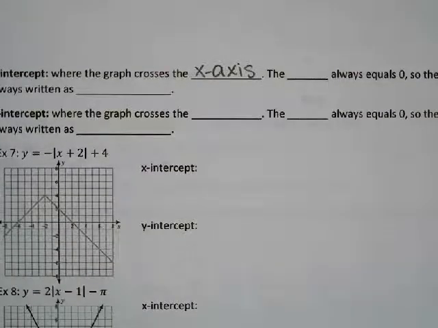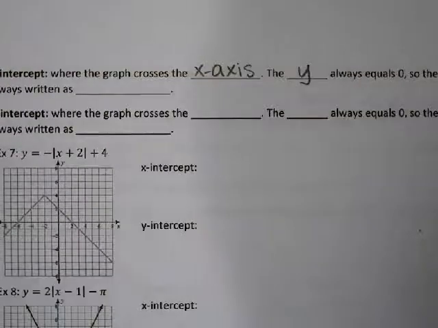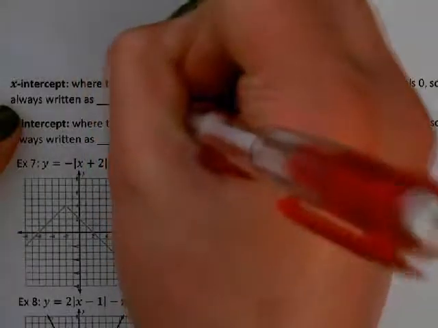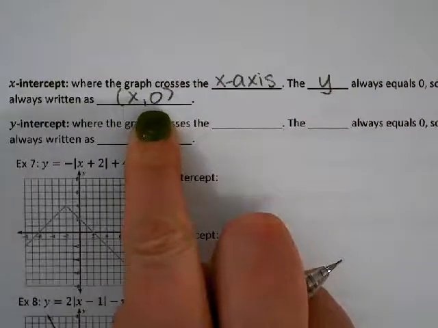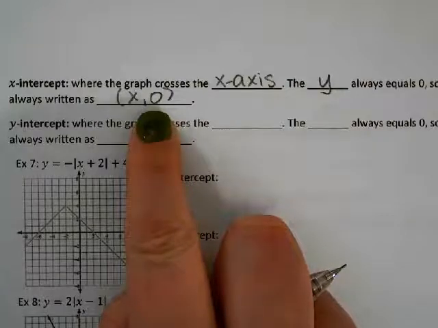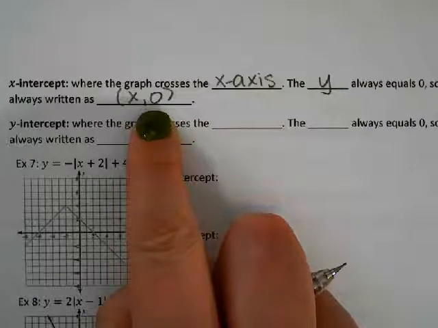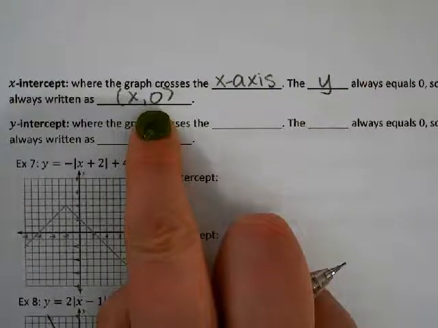And at the X-intercept, the Y coordinate always equals 0. So the point is always written as x comma 0, some number for the x value, and then 0 for the y value. If we were in Math 2, you would be plugging in 0 for the y coordinate and solving for the x coordinate. You would be doing some sort of mathematical work for that.